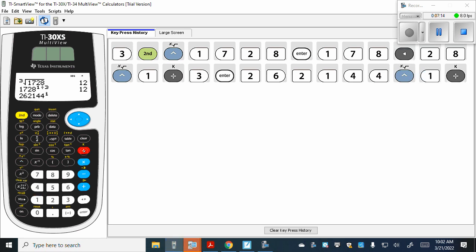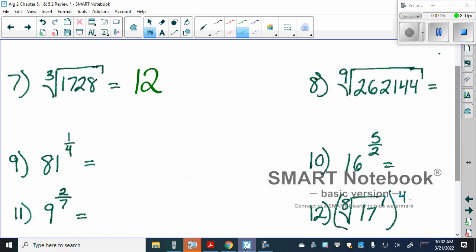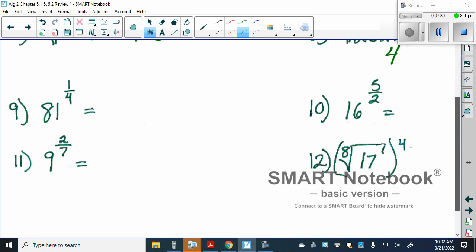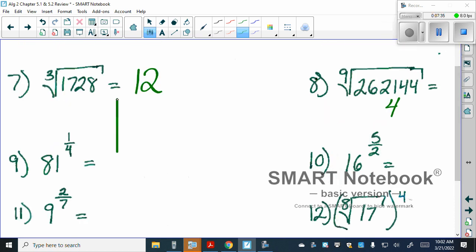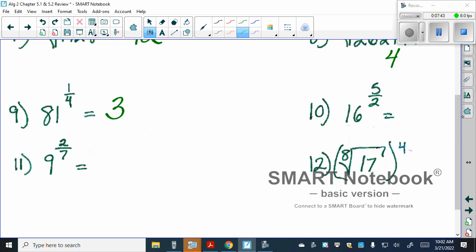To the 1/9, and it actually works out to be 4. So now we can do simplify 81 to the 1/4, which is 3, because again, we're just typing these in the calculator. How about 16 to the 5/2? 1024.